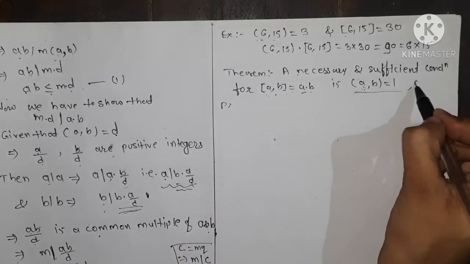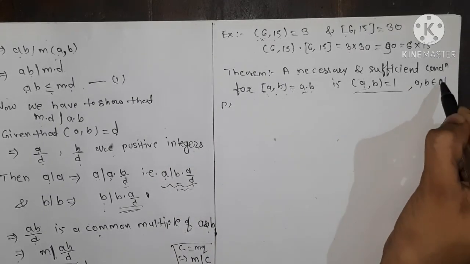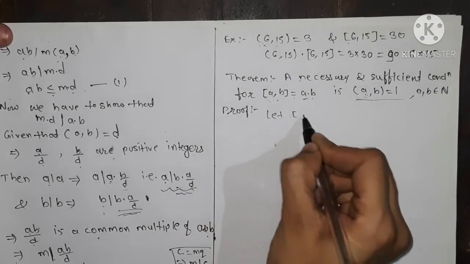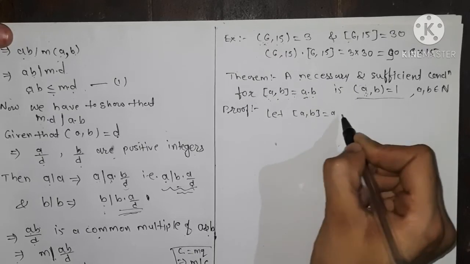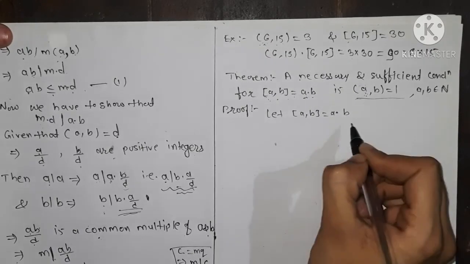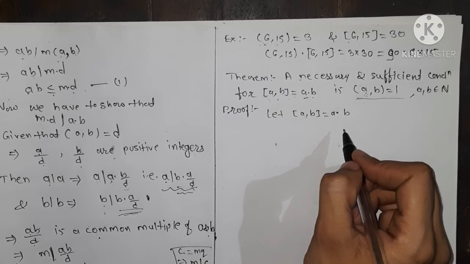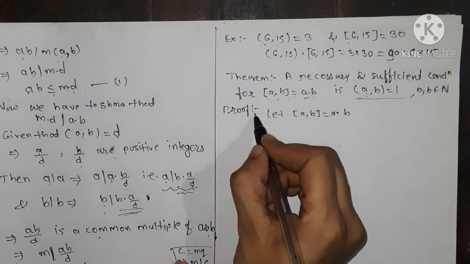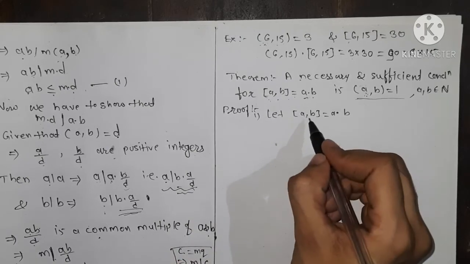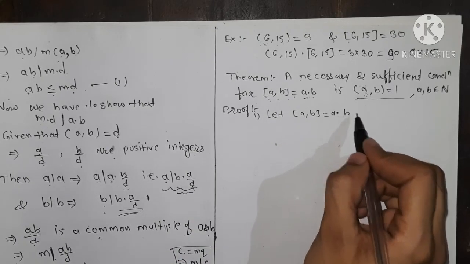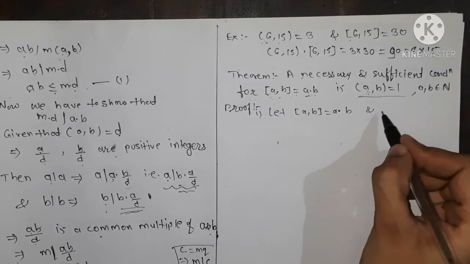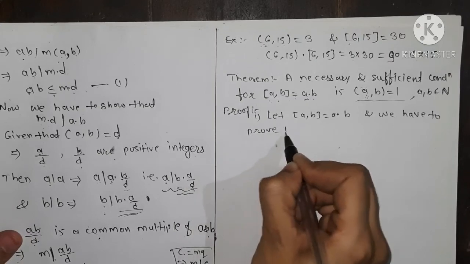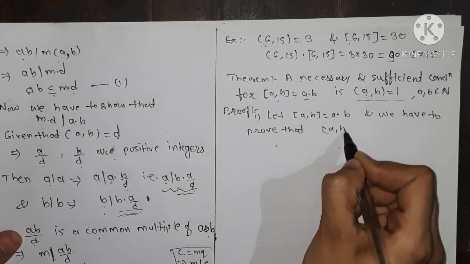where A comma B belongs to N. That is, we require that A and B are positive integers. The LCM of a comma b is equal to a into b. So number 1, let the LCM of a comma b be equal to a into b, and we have to prove that GCD of a comma b is equal to 1.